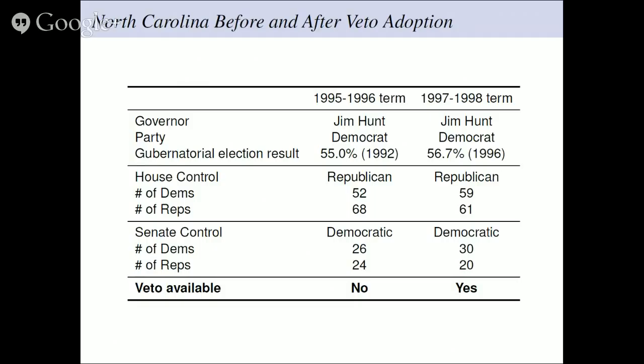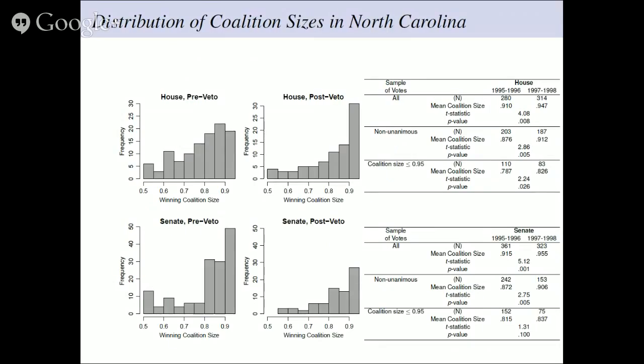So really, if we're treating this as a true natural experiment, one of the things I can do is simply compare coalition sizes in North Carolina before and after the introduction of the veto. On the left, I have some histograms. On the right, I have tables that demonstrate these differences. Again, the sample of votes is the cutoff used, so including all votes, non-unanimous votes, and votes that receive 0.95. I can't use the 0.75 coalition size here. We just don't have enough votes.